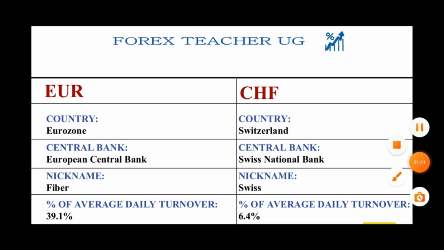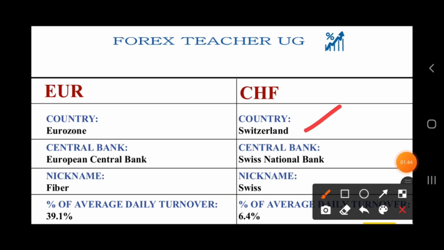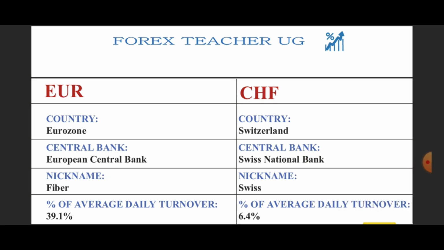Now in depth, we look at CHF countries. Switzerland, the bank is the Swiss National Bank, and the nickname is Swiss, giving an average daily turnover of 6.4. And here we have 39.1, the nickname being fiber, the central bank being the European Central Bank, and the country being the Eurozone.